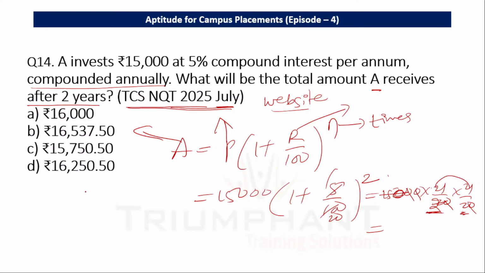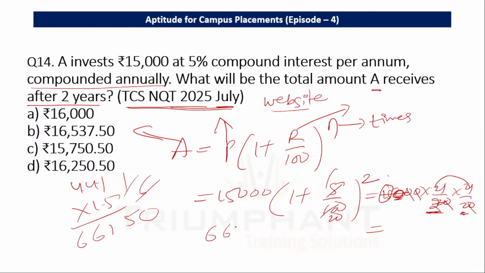21 into 21 is 441. 441 multiplied by 15. 15 ones are 15, 15 fours are 60, plus 1 is 61; 15 fours are 60, 66. As here it is 100, so it is 66,150 divided by 4 here. 4 ones are 4, 2 remainder 26, 4 sixes are 24. Again 2 remainder 21, 4 fives are 20, 1 remainder 15, 4 threes are 12, and 3 remainder 30, 4 sevens are 28, 2 remainder 20, 4 fives are 20.